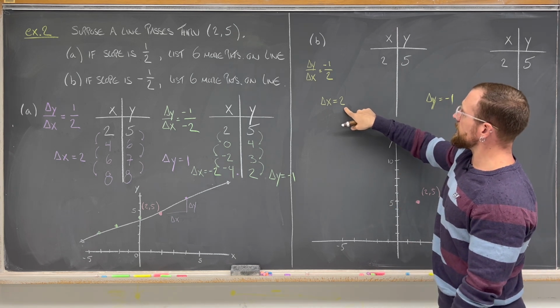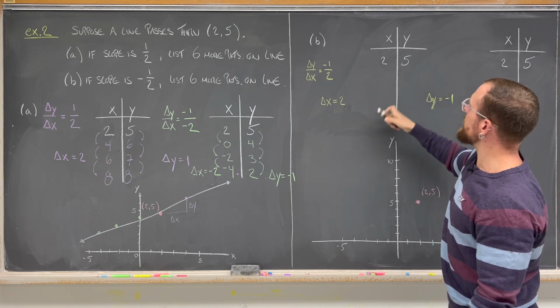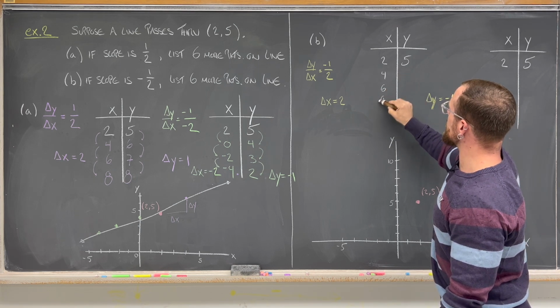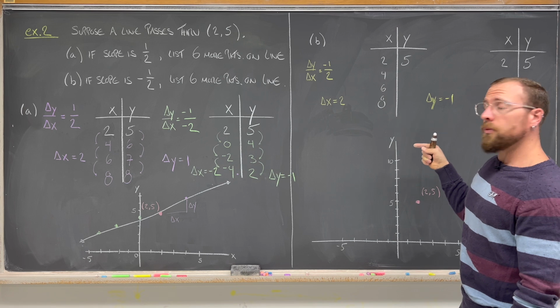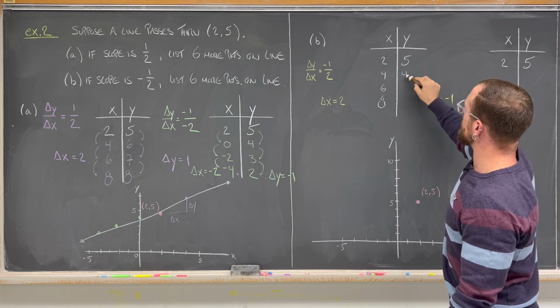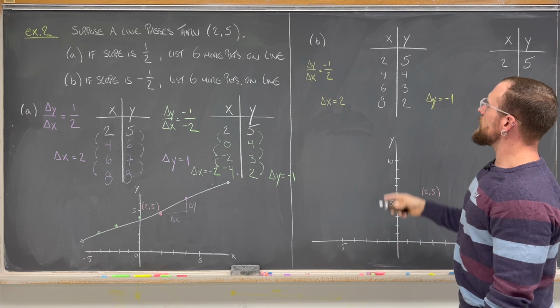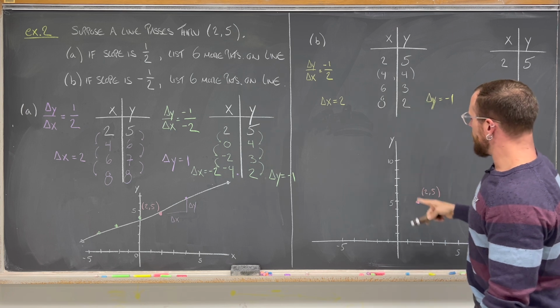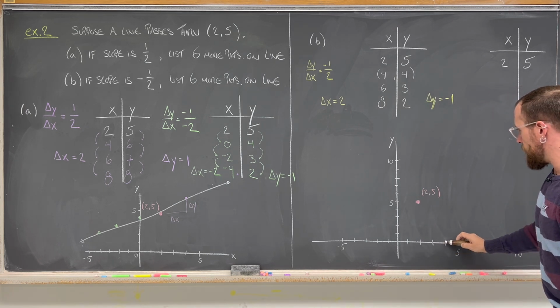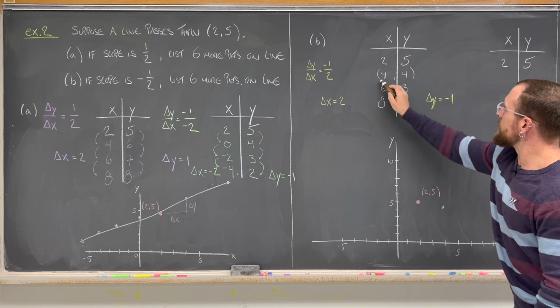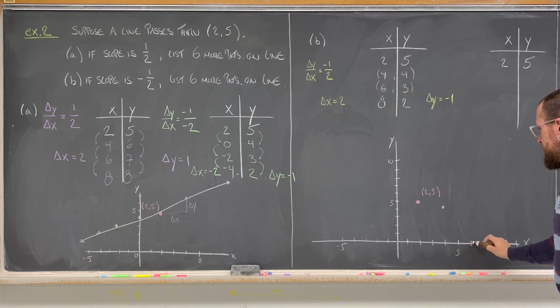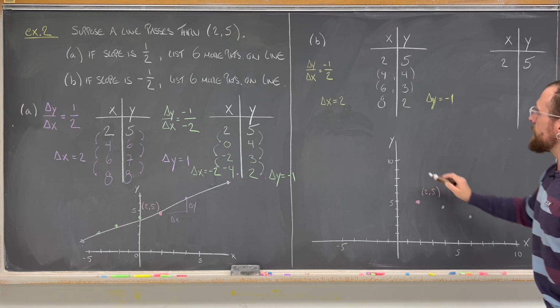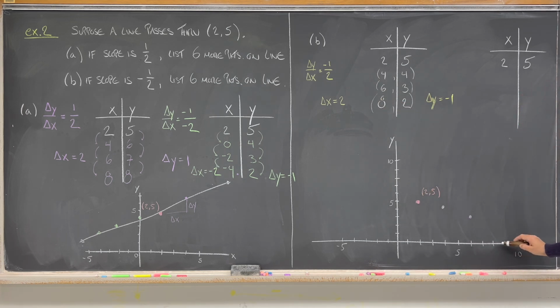Since delta x is positive 2, I'm going to add 2 to the x coordinates. I'll get 4, 6, and 8. Since delta y is negative 1, I'll subtract 1 from the y coordinates. I'll get 4, 3, 2. That gives me a whole bunch of more points on the line. Let's just plot a couple of them. 4, 4 would be here. 6, 3 right here. And 8, 2 would be all the way over here. That's me extending the line in this direction.